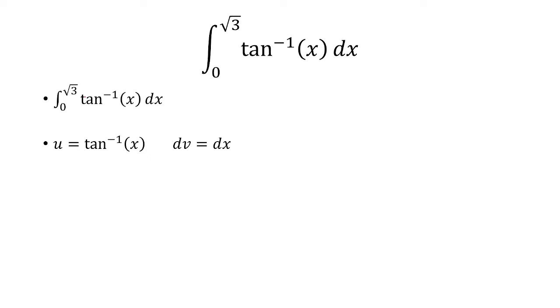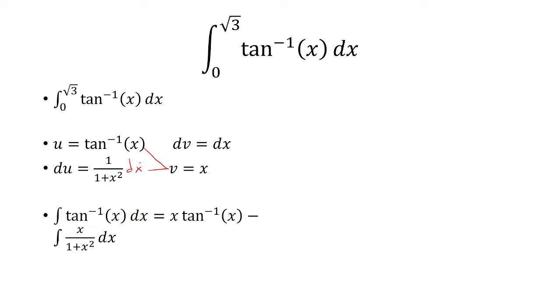Because we don't know the integral of inverse tangent of x, that's going to be our u. And we know how to take the derivative of that, which is 1 over 1 plus x squared dx. And the antiderivative of 1 dx is just x. Now we're going to do u times v minus integral v du. So that's x times inverse tangent of x minus the integral of x over 1 plus x squared.